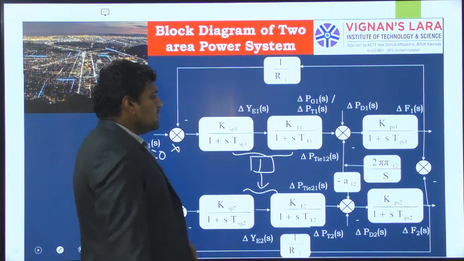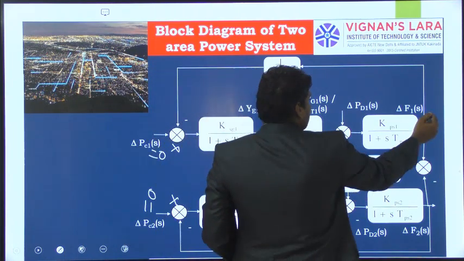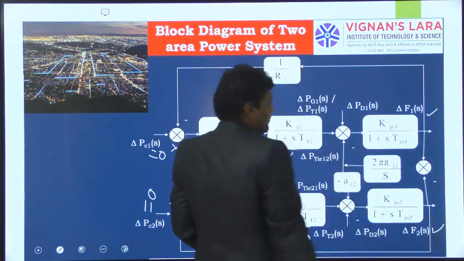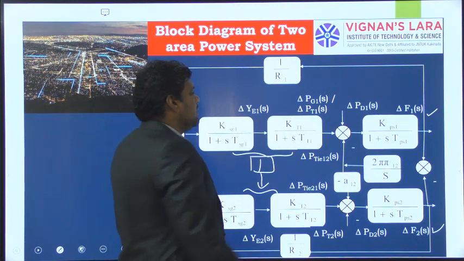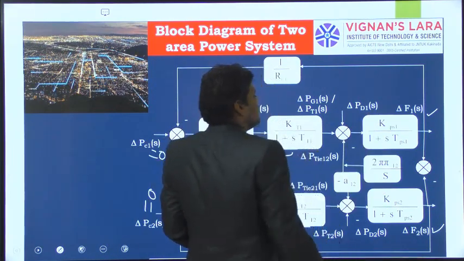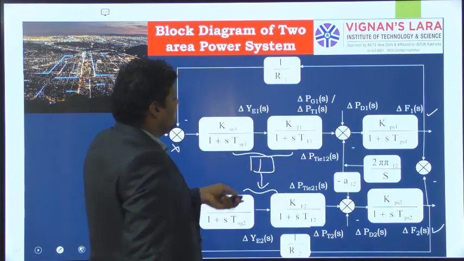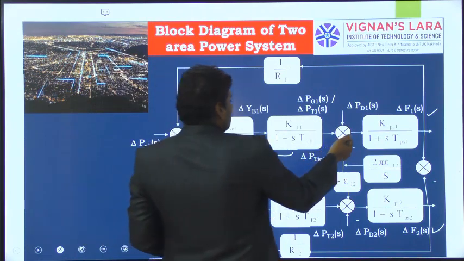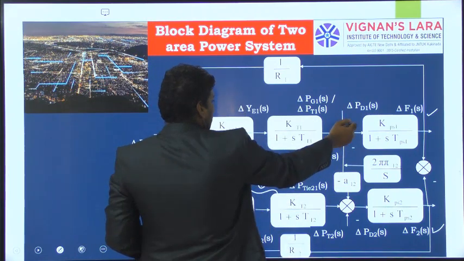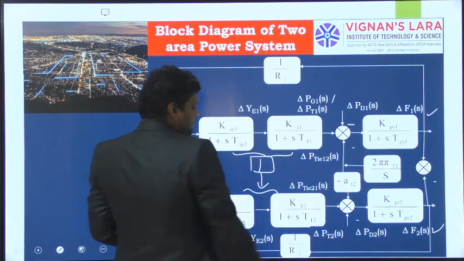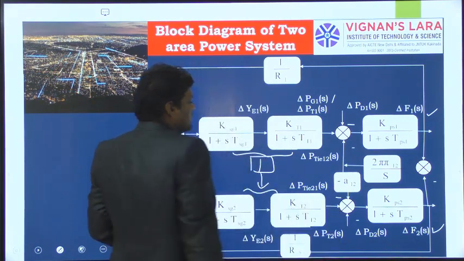By using this, you have to write the expression for delta F1 and delta F2. So delta F1 of s you can write as Kps1 by 1 plus s Tps1 into delta Pg1 minus delta PD1 minus delta Ptie 1-2. Here the minus sign will be there. Here also.